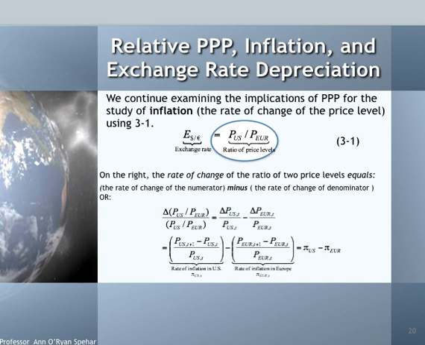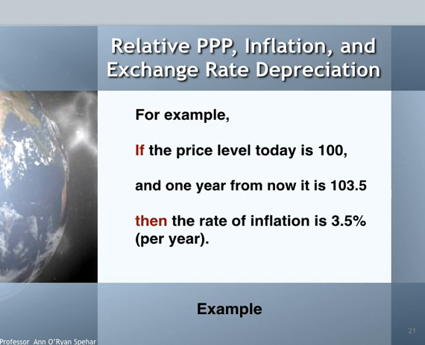Okay, next. Let's do a quick example just to make this a little more firm in your brain. If I have a price level today that's, let's say, 100, and one year from now it's 103.5, then the rate of inflation is 3.5 per year, right? It's 103.5 minus 100, all divided by 100. And this is nothing more than 3.5% per year.